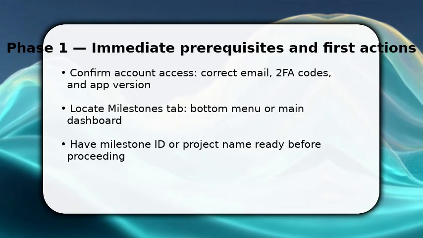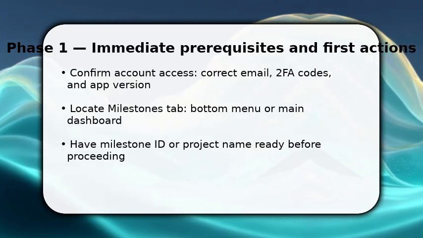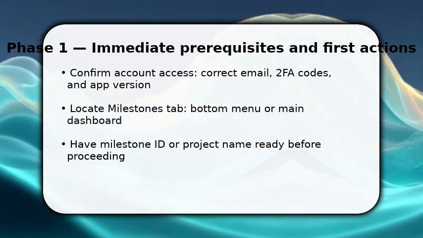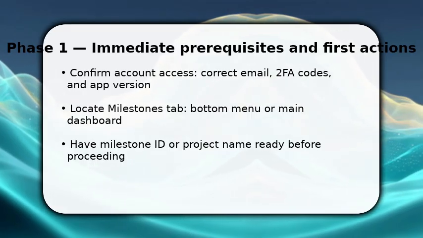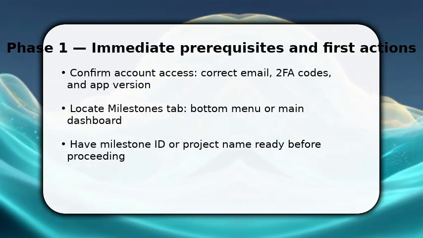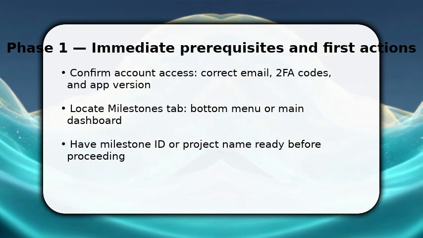Tap the search icon and enter the ID. This narrows results immediately. If results are slow, switch from cellular to Wi-Fi. This first set of actions gets you into the system fast and reduces trial and error.